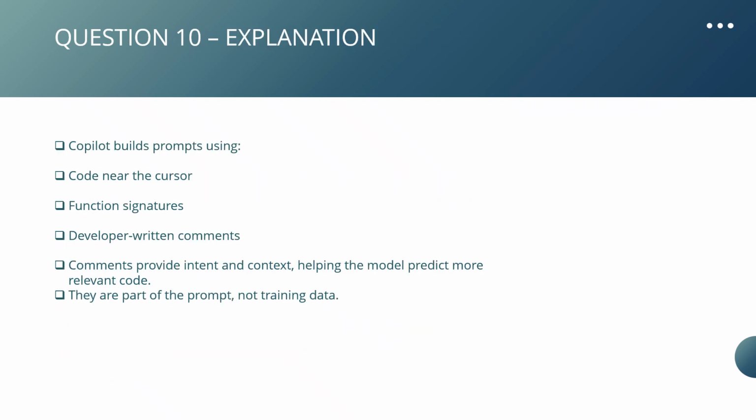Explanation. Copilot builds prompts using code near the cursor, function signatures, developer-written comments. Comments provide intent and context, helping the model predict more relevant code. They are part of the prompt, not training data.